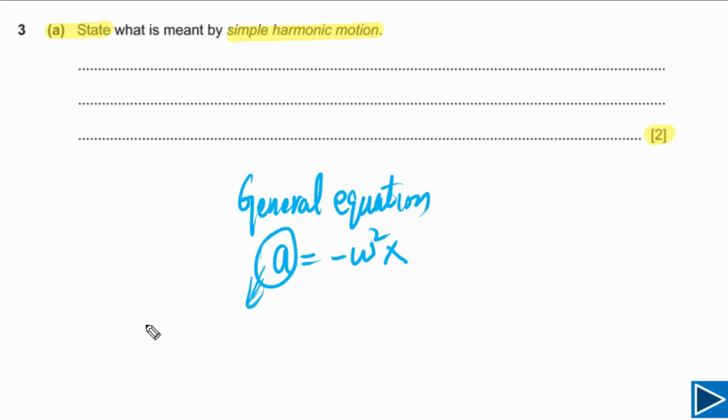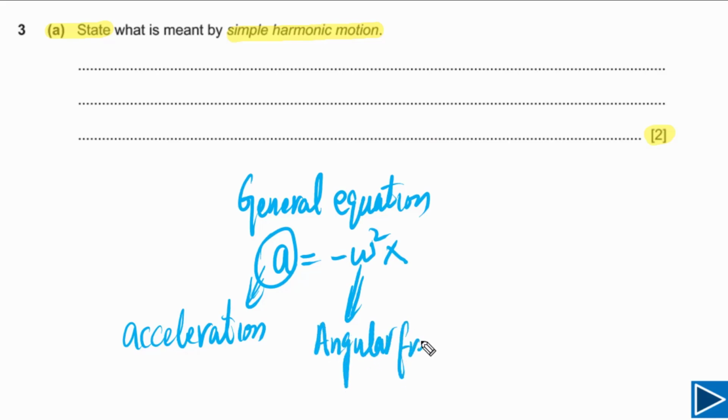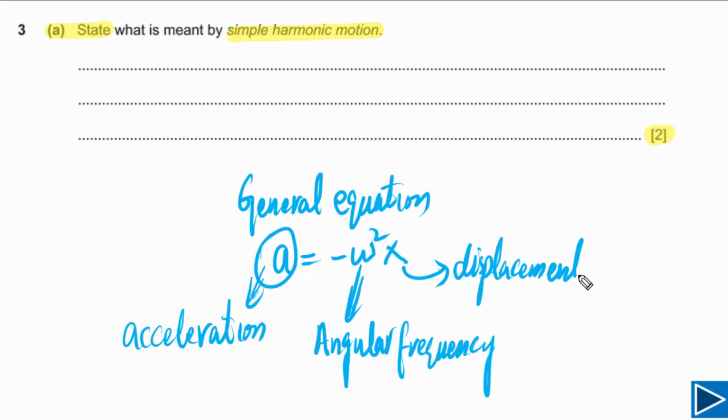Here, a is for acceleration. Omega is the angular frequency. x is the displacement. We also need to understand the meaning of this negative sign. For simple harmonic motion, omega is constant. If omega is constant, then simply we can say a is directly proportional to minus x, negative x.